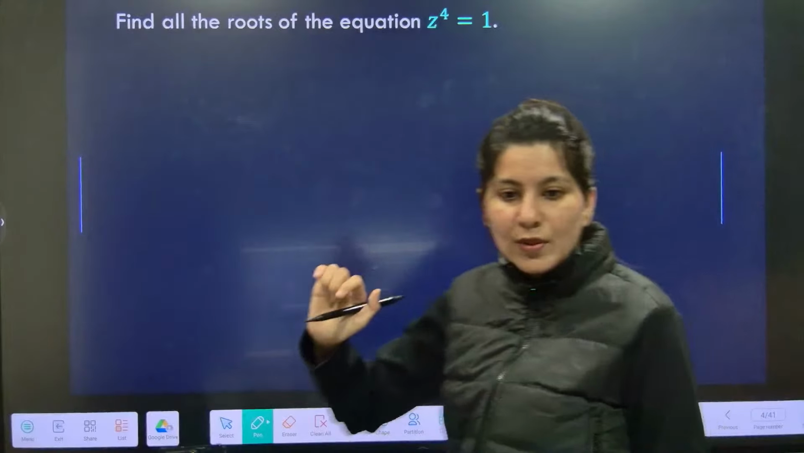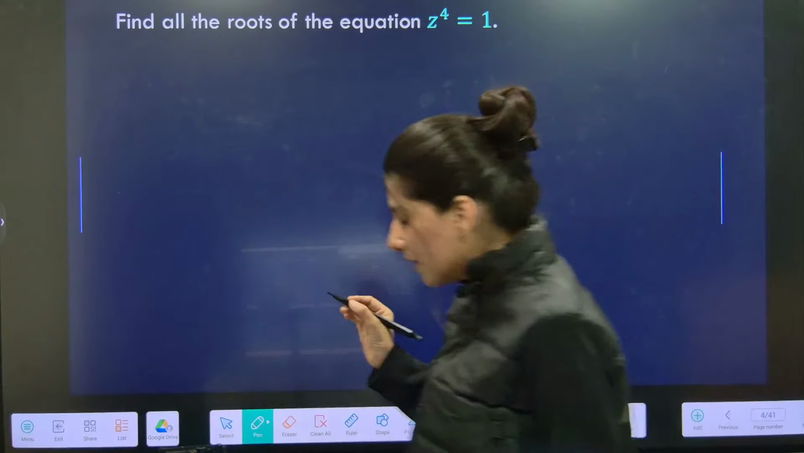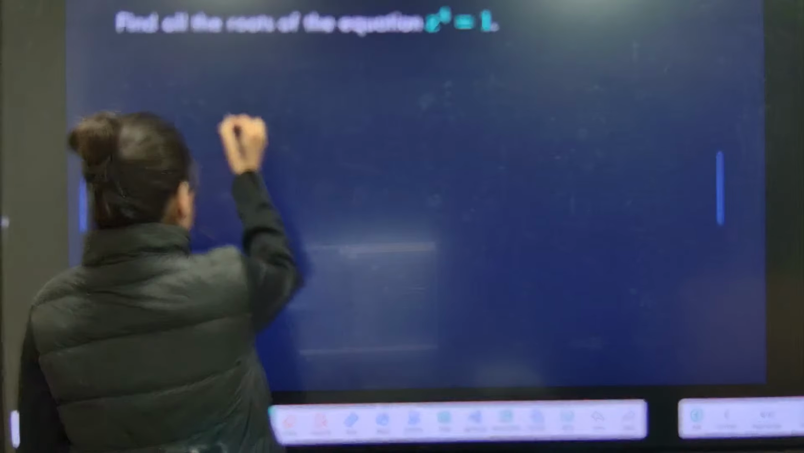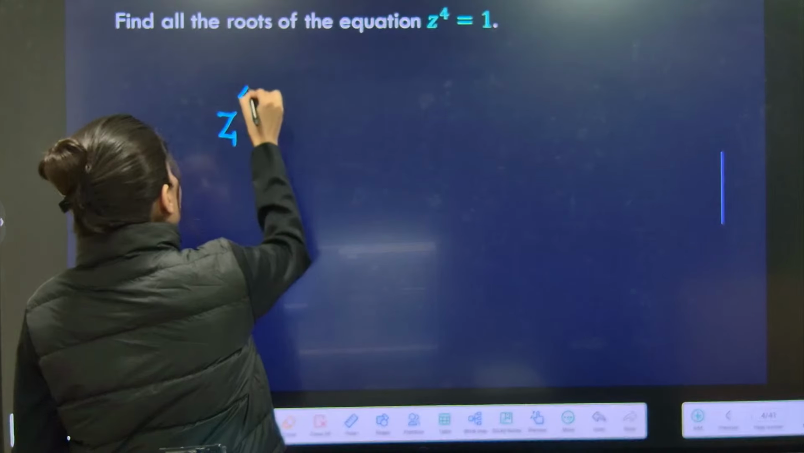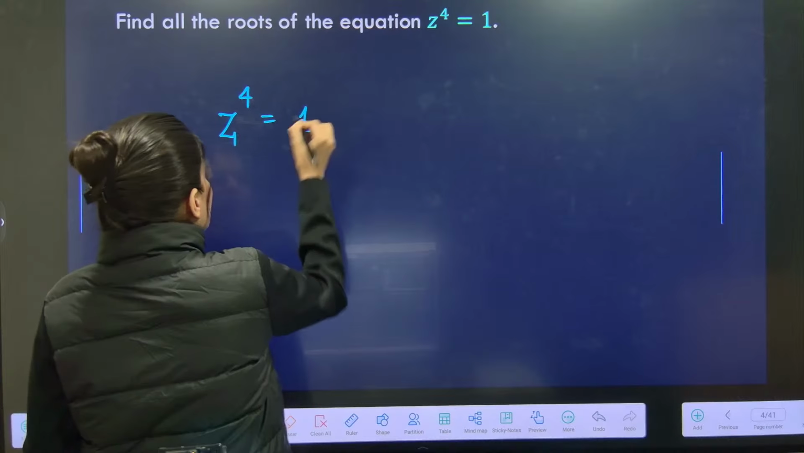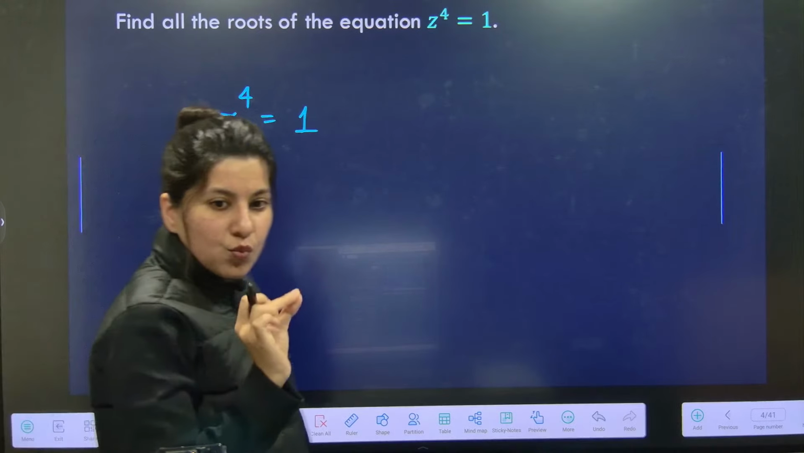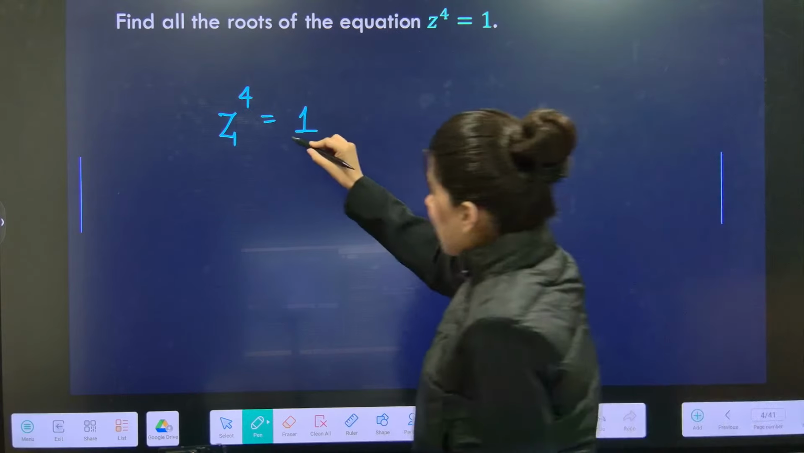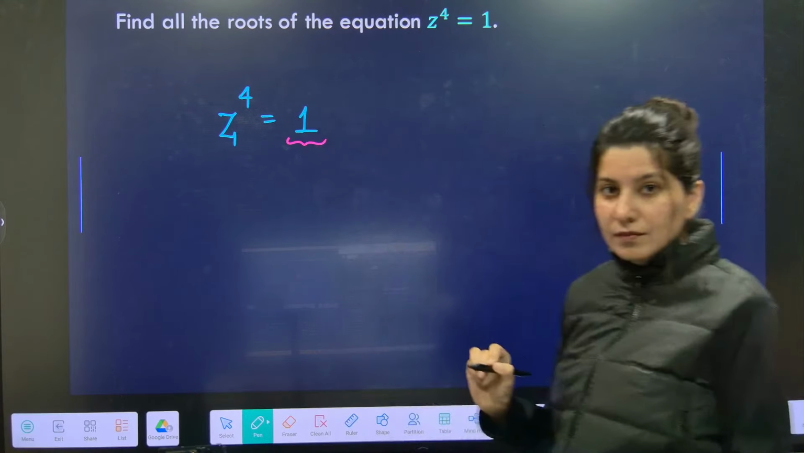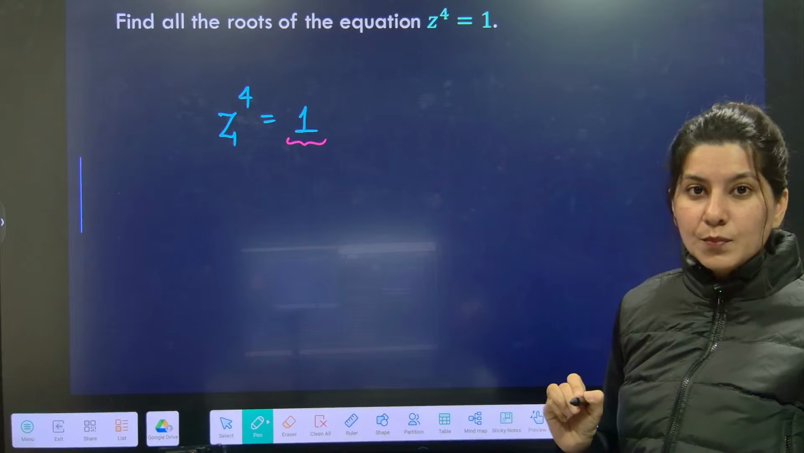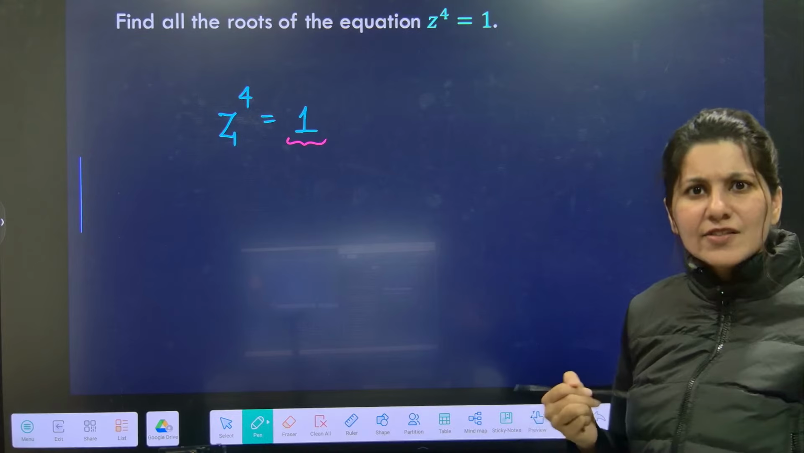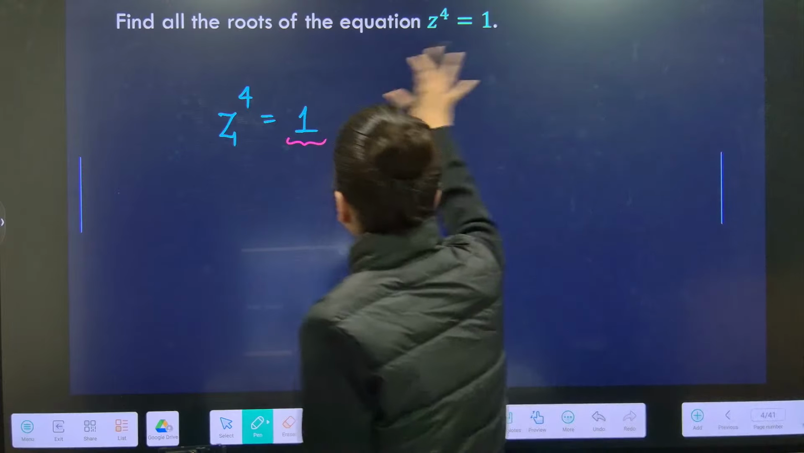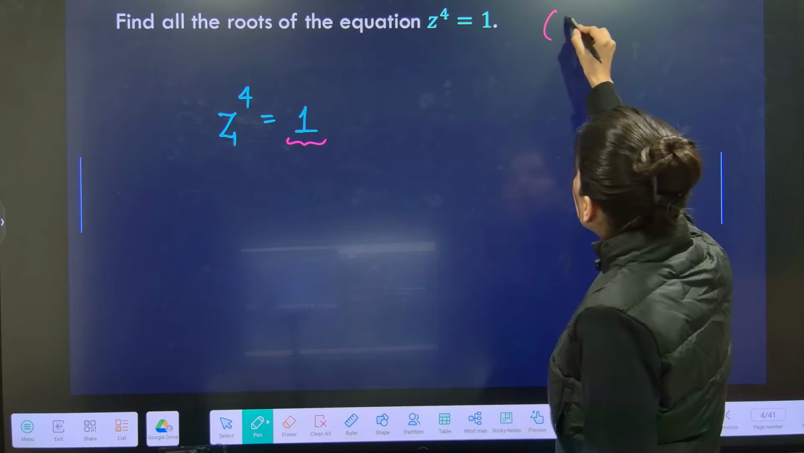Let's see this question. Let's solve this question and understand what I am trying to say. z^4 is equal to 1. Now I want to express this 1 in polar form, especially Euler's form. Ma'am, if you want to express this 1 in Euler form, first of all, understand there will be 4 roots of this equation.